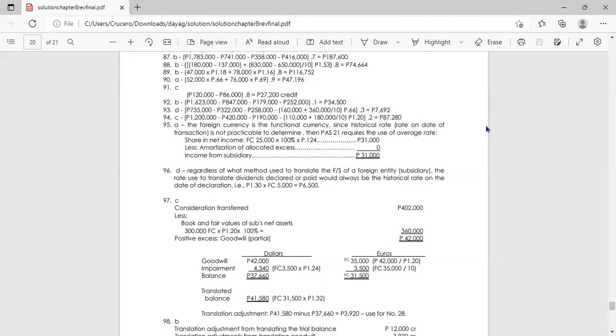Okay, next we go to 97. We now have the answer to number 97 as 47,580. The answer is letter C, and for number 98, we have letter D.